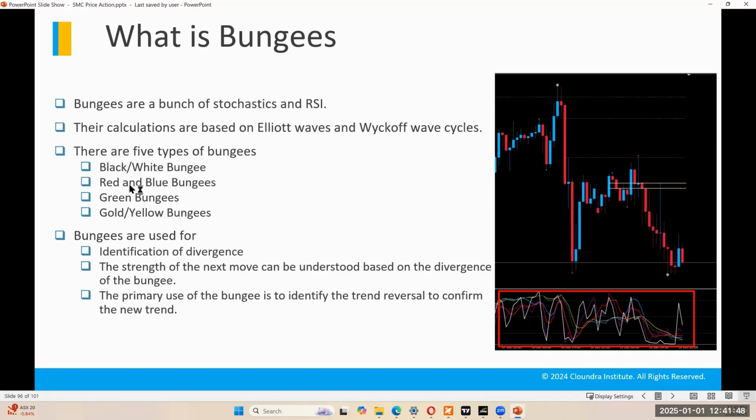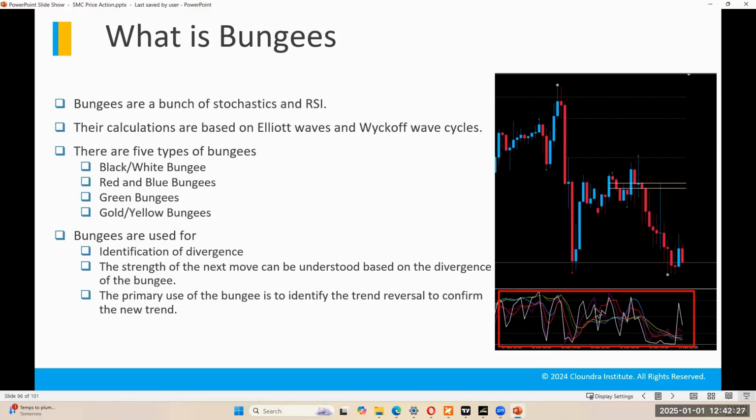Then after that come the red bungees. You can see here, right up here, the red bungee, and it's the same thing. Its degree is higher than the black bungee, and the blue is higher than the red, and then the green, and then the yellow. So the yellow is the highest degree of the bungee. The yellow bungee takes a while to come from the upper reversal zone to the other reversal zone. For example, in this case, you can see that the yellow bungee is right up here, and then it took that long to come into the lower reversal zone.